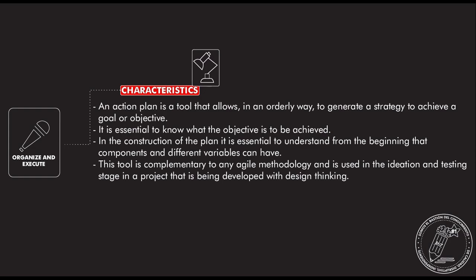An action plan is a tool that allows you to order and generate strategies to achieve a goal or an objective. It is essential to know what the objective is to be achieved. That is the main thing that you need to do at the beginning. In the construction of the plan, it is essential to understand from the beginning the components and the different variables that they have. This tool is complementary to any agile methodology and is used in the ideation and testing stage in a project that is being developed with the design thinking methodology.